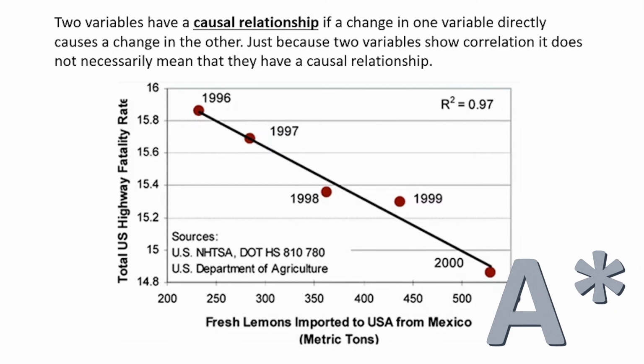Here we have another example where a spurious connection could be made. According to the scatter graph, it looks like the number of fresh lemons imported to the US from Mexico is connected to the total US highway fatalities. It seems that as we increase the number of lemons imported, the number of fatal accidents on the highway reduces. Obviously, there's nothing connecting the number of lemons imported with the number of car crashes on the highway.